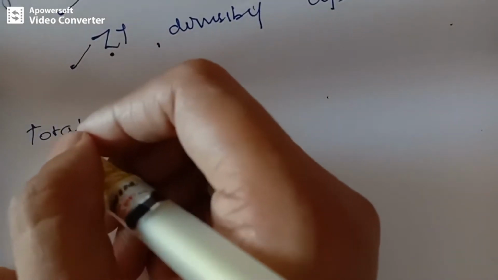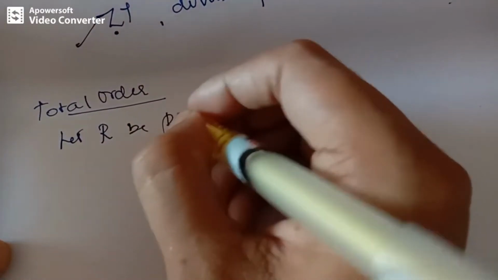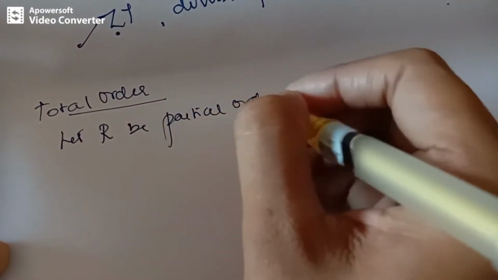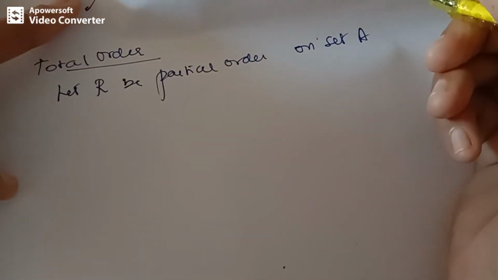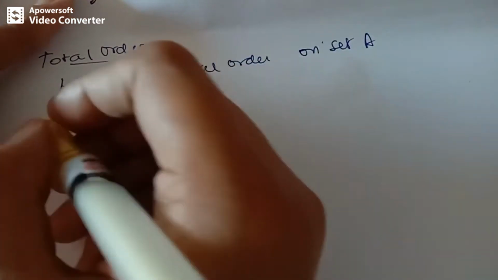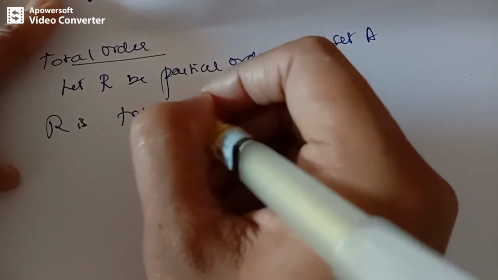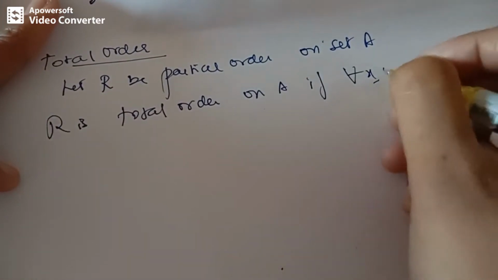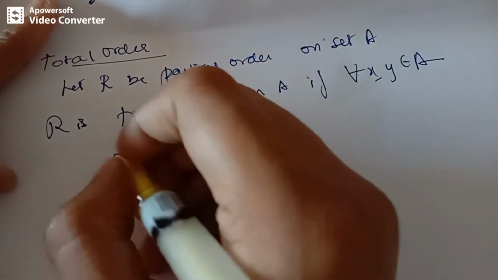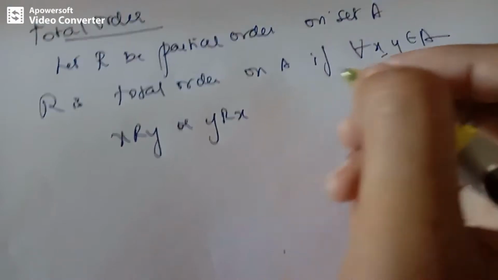So when do you say the relation R is a total order? So what we consider is, let R be a partial order on set A. Okay, first R should be a partial order on set A, and then we can say that R is a total order, or R is called a total order on set A, if for all x, y belongs to A, then either x is related to y or y is related to x.